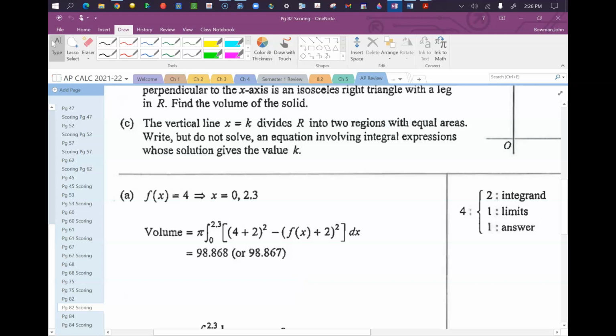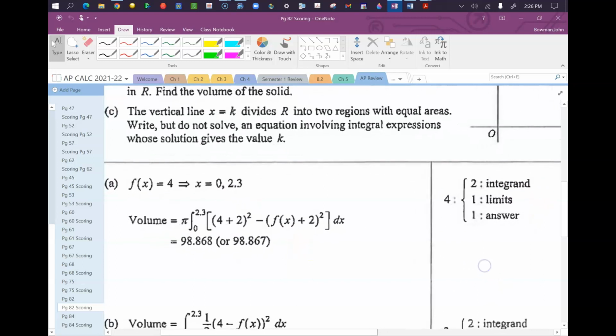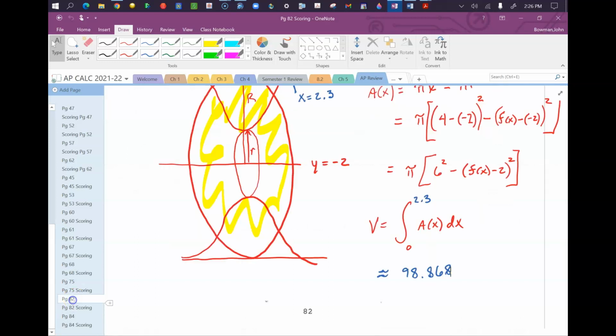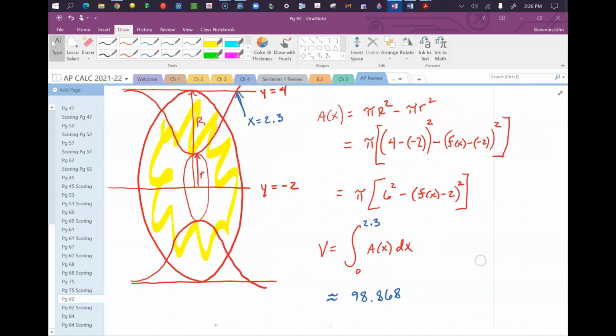And there we go, there is the answer. 2 points for the integrand, 1 for the limits, and 1 for the answer. Be careful, don't make the same mistake that I made. Subtracting a negative there becomes a positive, so make sure you make that a positive.